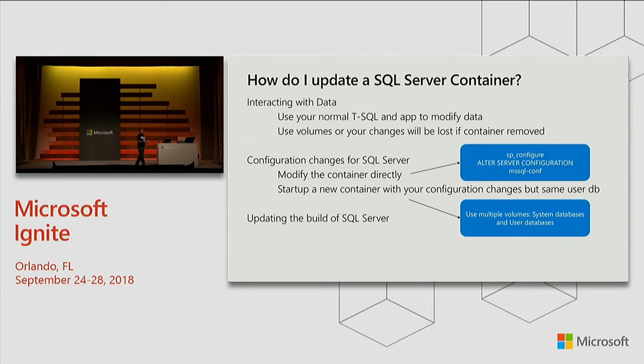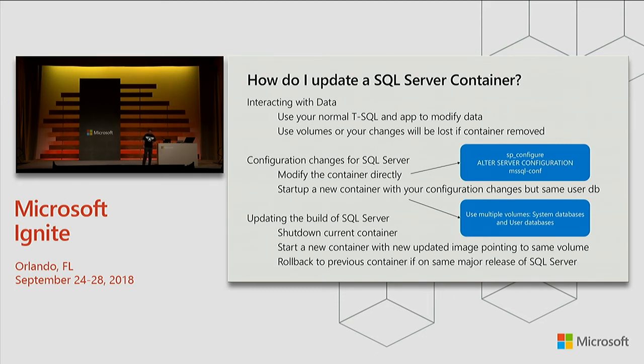And now it gets a little crazy, and we're going to show a demo of this. What if I want to update the build of SQL Server? You could shut down your container, start a new container with a new build of SQL pointing to that same volume, and SQL Server will automatically update to that version. You would no longer be patching SQL Server. And then, if it's on the same major release like SQL 17, it's compatible to roll back. Let's see what that looks like.